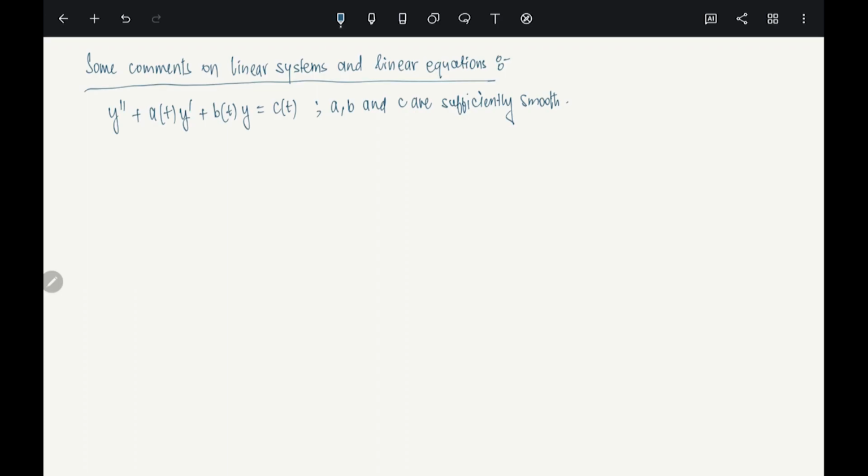No problem there. But the main point is this: we want to understand whether this problem has a solution or not. Let's pose this question. Let's call this equation 1. Does 1 admit a solution?